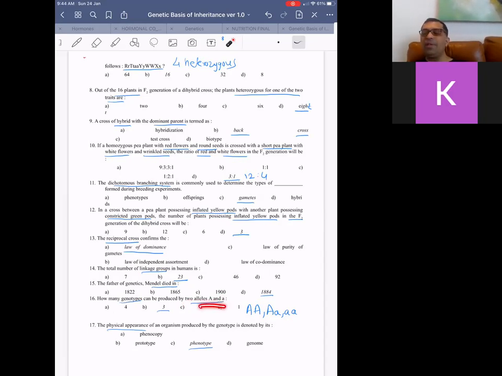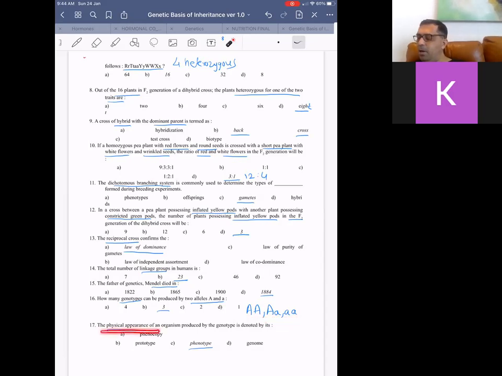So from capital A, small a, we get 3 types of genotypes. By the way, which ones? Capital A capital A, capital A small a, and small a small a are the 3 types of genotypes.